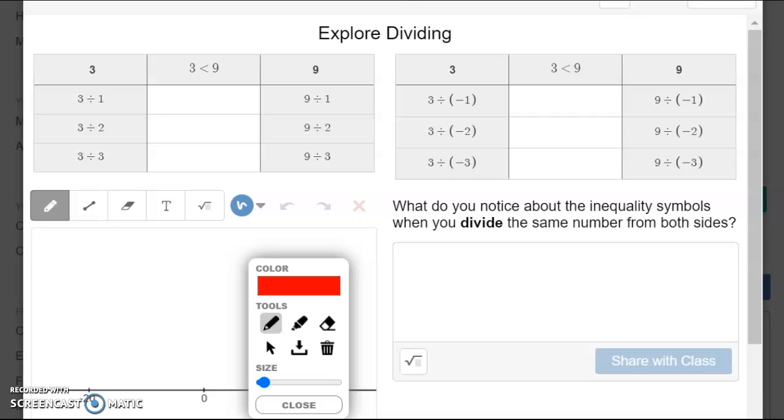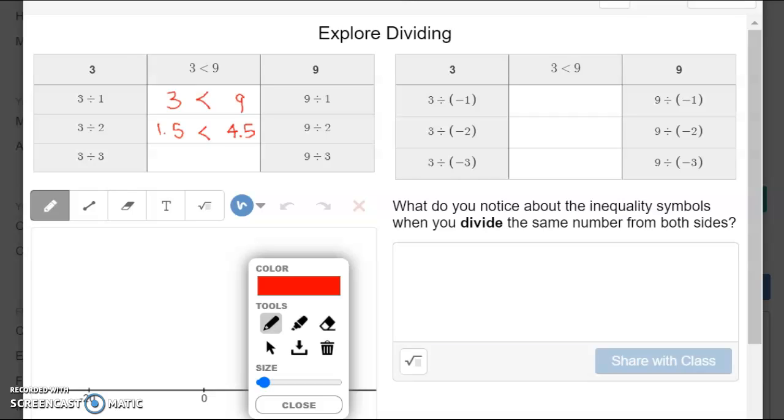Okay, so what is 3 divided by 1? That's just going to be 3. What's 9 divided by 1? That's just going to be 9. Which is the bigger number? 9 is the bigger number. 3 divided by 2 is 1.5. 9 divided by 2 is half of 9, which is 4.5. Which is the bigger number, 1.5 or 4.5? The bigger number is 4.5, so the alligator mouth opens to the right.